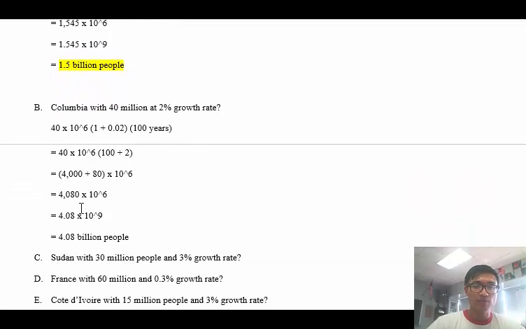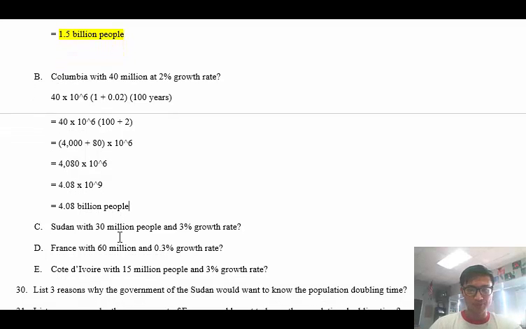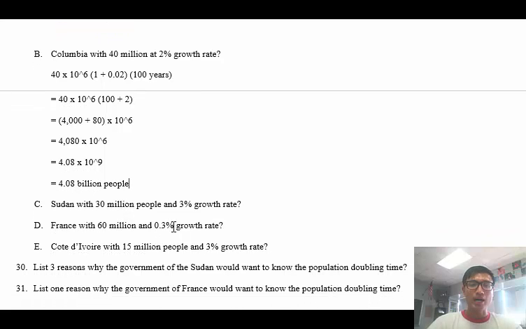Now, I'm writing in both scientific notation and writing out 4.08 billion, and actually writing out billion. And that's to kind of get you guys more familiar with this. 10 to the 9th is a billion, 10 to the 6th is a million, okay? So you should be fairly comfortable with those, okay? Again, I asked you guys to do C, D, and E.